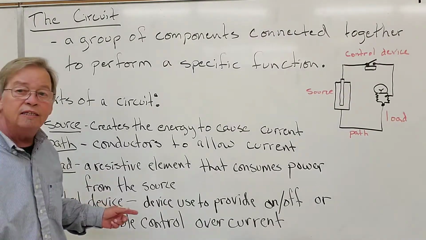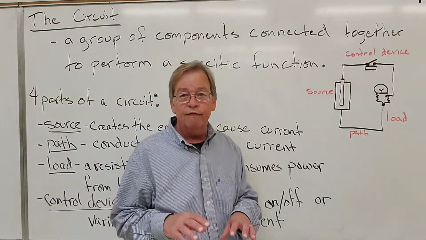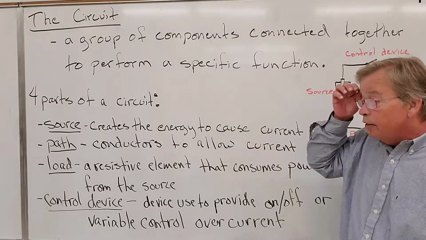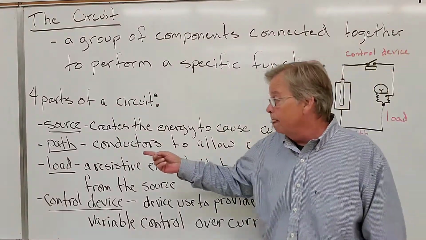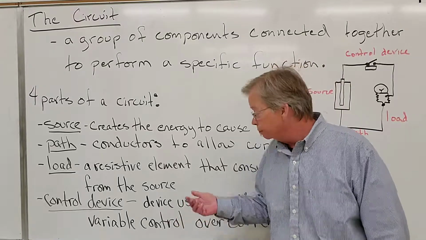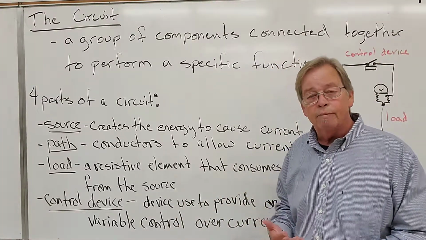Now the source provides the energy to cause the electron movement. This is a voltage source that creates a difference in potential that makes those electrons want to flow. So the source is the device that provides the energy to cause the electron flow. The path is nothing more than conductors that connect the different components or parts together. The next one is the load. This is the resistance in the circuit that limits the amount of current flow.